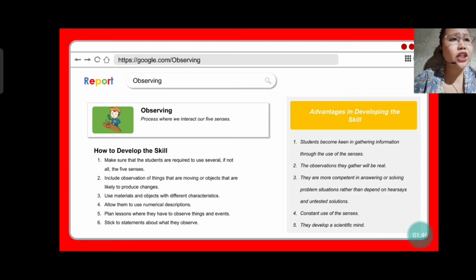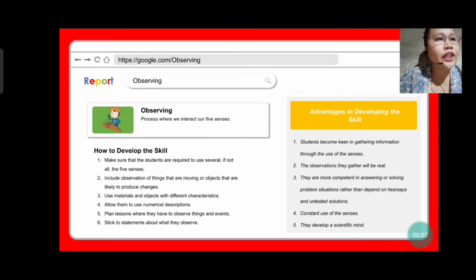Second is to include observation of things that are moving or objects that are likely to produce changes. Third is to use materials and objects with different characteristics. For example, in my example earlier, we collected different kinds of leaves. Those leaves have different characteristics. They have different colors, different shapes, and different textures. So, use materials and objects with different characteristics.